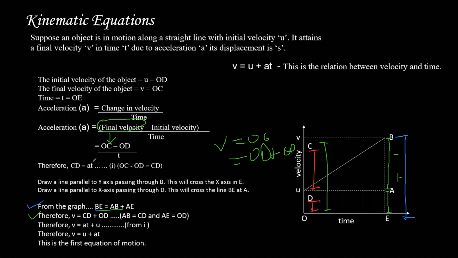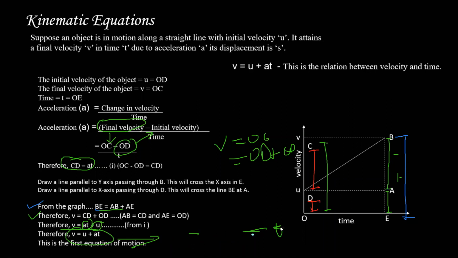Therefore now, folks, look over here. CD we took as at, so we put that here. And OD we already know from here: initial velocity is u. So finally we get our equation v is equal to u plus at.